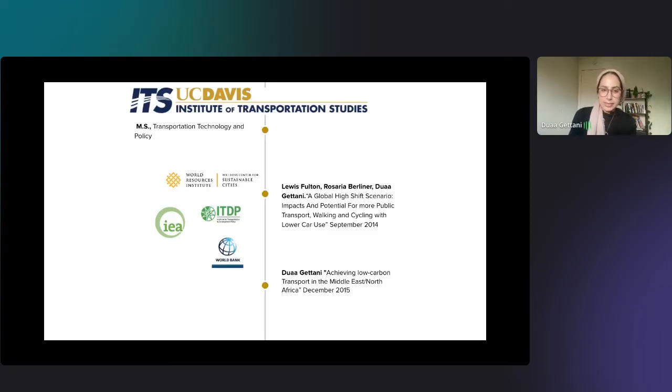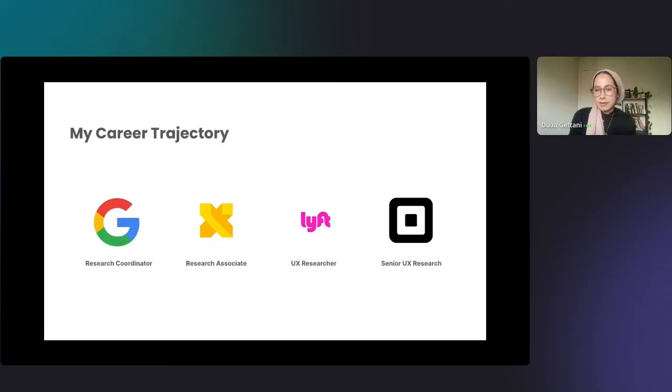So I come from an academic background, wanted to get into a research space in tech, and found UX research as a great way to complement my experience. Just a quick overview of my career trajectory: I started off as a research coordinator at Google, then a research associate at Waymo, then a UX researcher as well as an ops manager. I helped with the operations associated with UX research at Lyft. And then my current role here as a senior UX researcher.